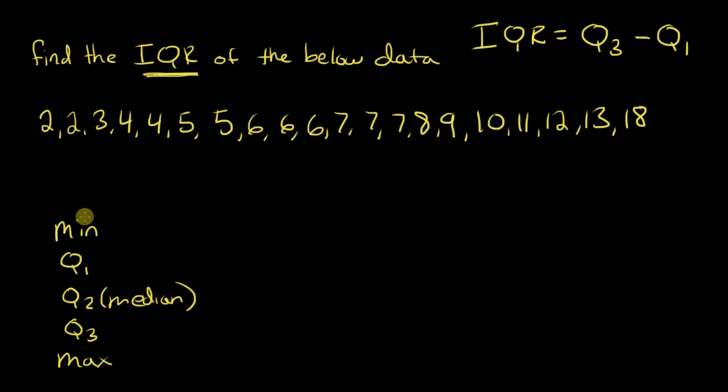Okay, so starting with the min, notice I've already ordered my data. If your data is not ordered, obviously that needs to be a first step, okay? These are all measures of the data's standing, where its rank is. So having that data ordered is an extremely important first step. The smallest observation is 2. The largest observation is 18.